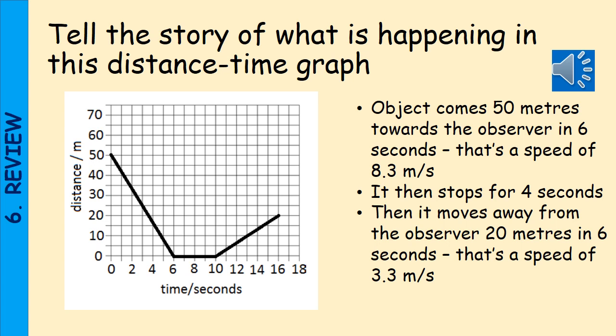So to work out the speeds, for the first part the object is doing 50 meters, so that's from 50 to by the observer at 0, and it's doing that in 6 seconds. Distance divided by time, 50 divided by 6, that's going to give you about 8.3 meters per second. For the other one there, you're going from 10 to 16 seconds, so that's 6 seconds, and in that time we're going 20 meters, so it's going to be 20 divided by 6, and that's going to give you about 3.3 meters per second.